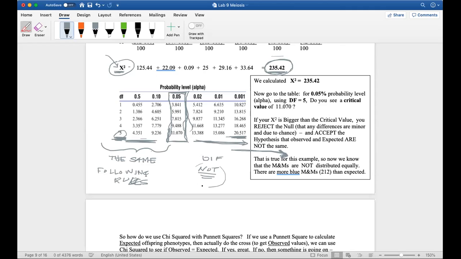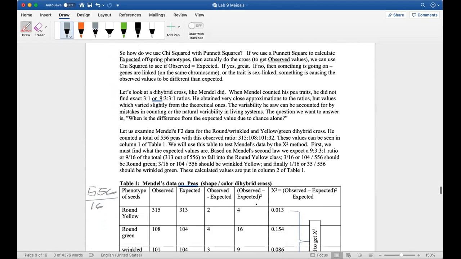If you ever take genetics with me in the future, you'll find out there's lots of different things that can mess up this system or work differently than what I just taught you. And so you can use chi-square to figure out if the system is not following the rules. So let's apply that to Punnett squares, okay?